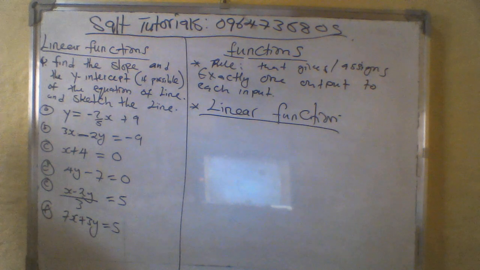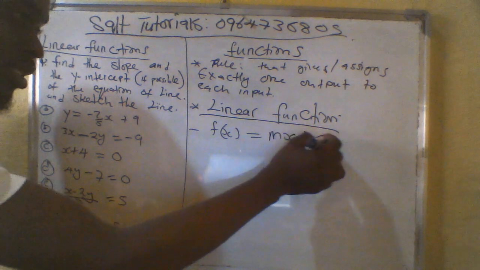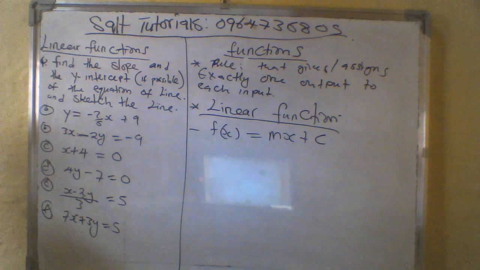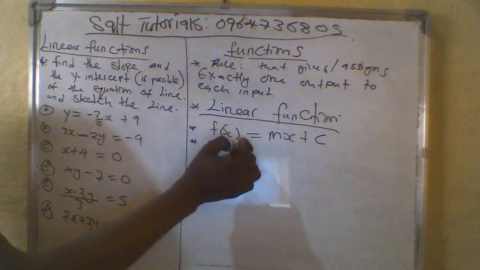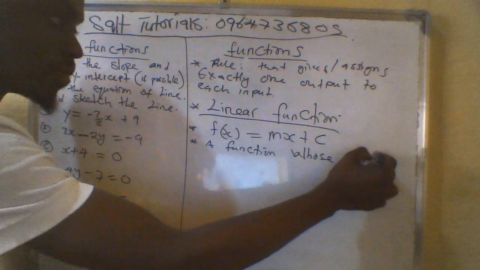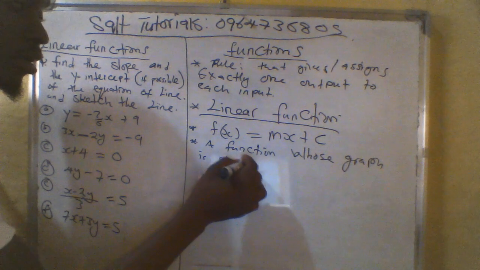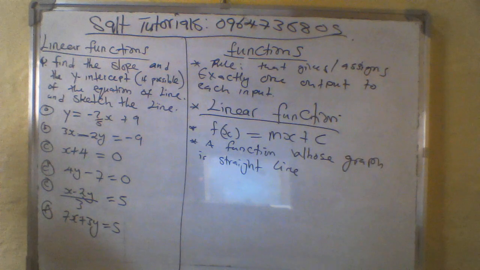And what is a linear function? Basically a polynomial of the form f of x equals mx plus c. That's a linear function. So any polynomial in that basic format is called a linear function. So what are we trying to say under linear function? We're trying to bring in the understanding that a linear function is a function whose graph is a straight line. So in short, if I put a linear function on my Cartesian plane, I'll form a graph called a straight line.